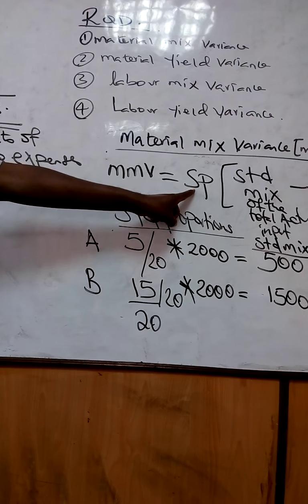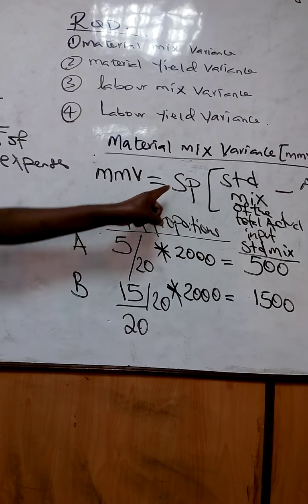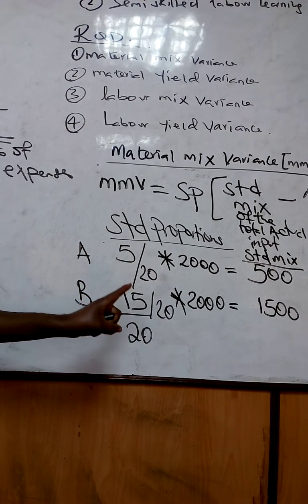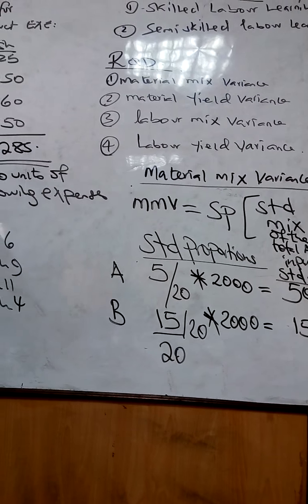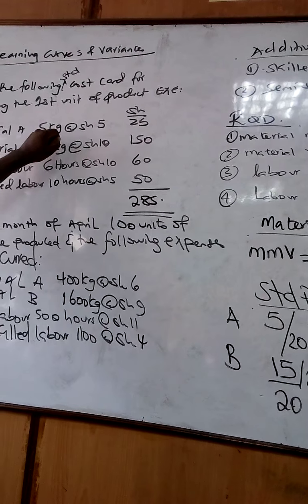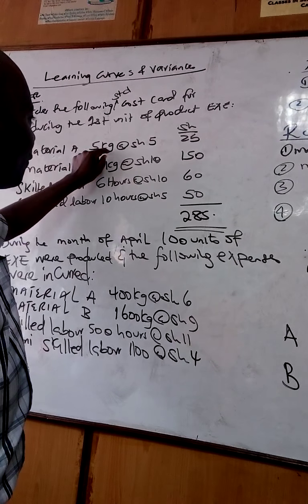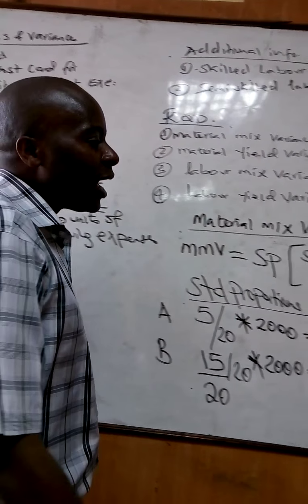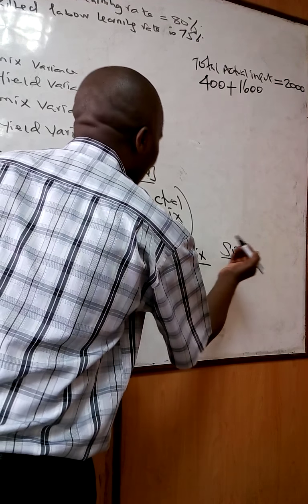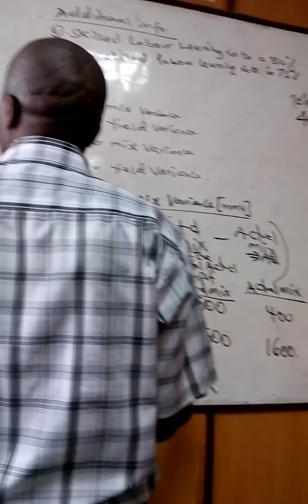Do we have the standard price? I'm trying to follow this formula. Do we have the standard prices of these materials? Yes. Standard means that you get them from the standard cost card, isn't it? From the standard cost card here, you can see that the standard price of A is 5. How about the standard price of B?